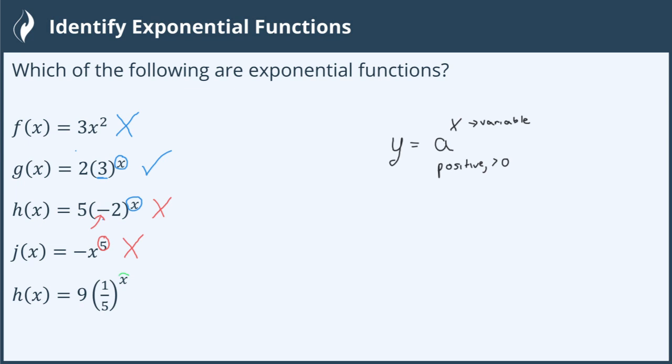And the last one can be a little tricky because the variable is in the exponent and our base is 1/5, which can be a little confusing to people because it is a fraction, which is fine. It is a positive fraction, so it does meet the criteria of being positive. It does not have to be a whole number. It just has to be greater than 0. So this is indeed an exponential function, making our second and our fifth choices exponential functions.